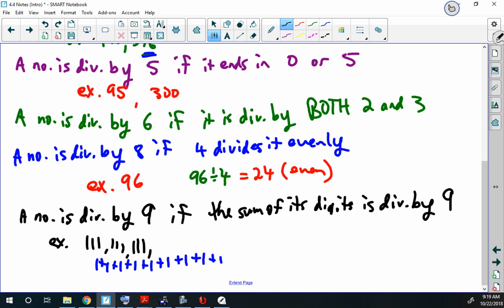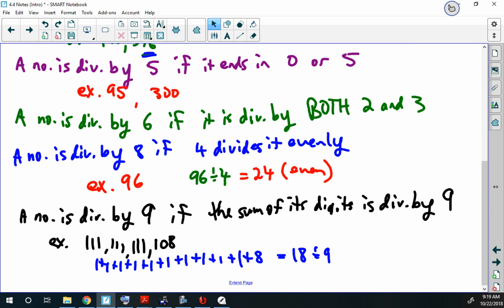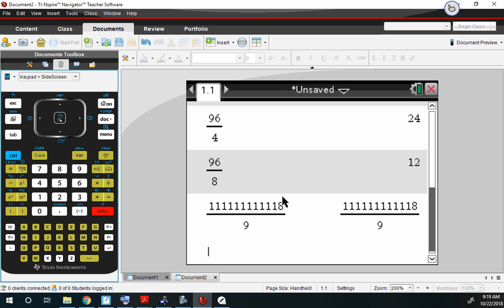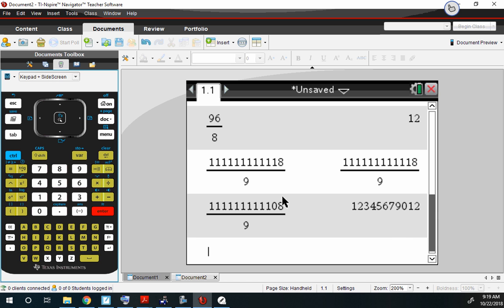You know what? I'm going to add some more to that. I'm going to add 108 to the end of that. So plus 1 plus 8. That's going to be 18, and 18 is divisible by 9. So 111 billion, 111 million, 111,108 should be divisible by 9. Let's try it. 111,111,111,108 divided by 9. There it is. Okay.